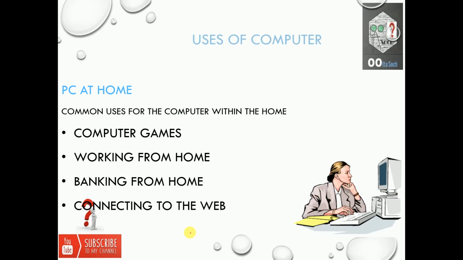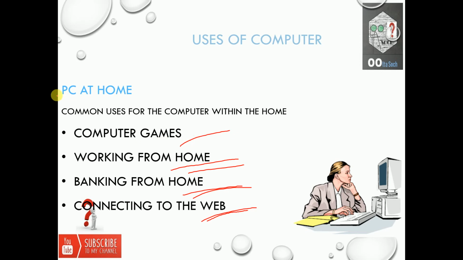Then in the next few slides we'll learn about the uses of a computer. First, at home. Commonly at home, we, children, use the computer for games. We play a lot of games on the computer. We can work from home through our computer. We can do banking, transfer funds, work in the stock market, and do many things from our computer. And very important, we can connect to the web through the computer at home. So these are a few uses of a computer at home.